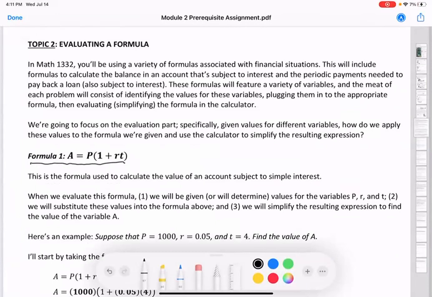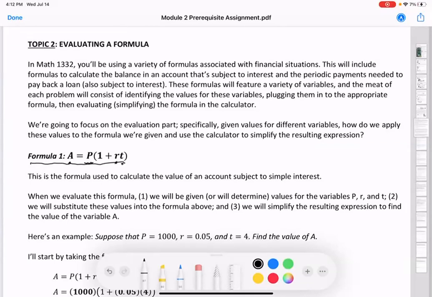This one is used to calculate the value of an account subject to simple interest. P means the principal. For example, you deposit P amount of money in the bank, and R represents the rate the bank will give you, the interest rate. T means years, how many years. So A equals, that means after T years, you will get the money from the bank.